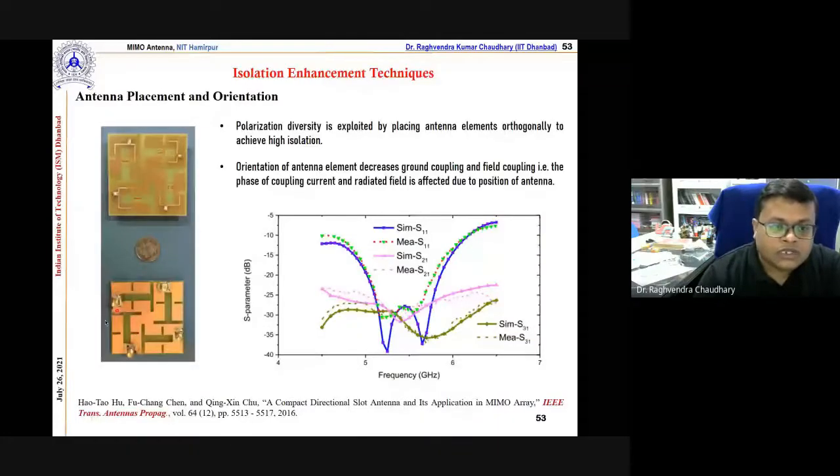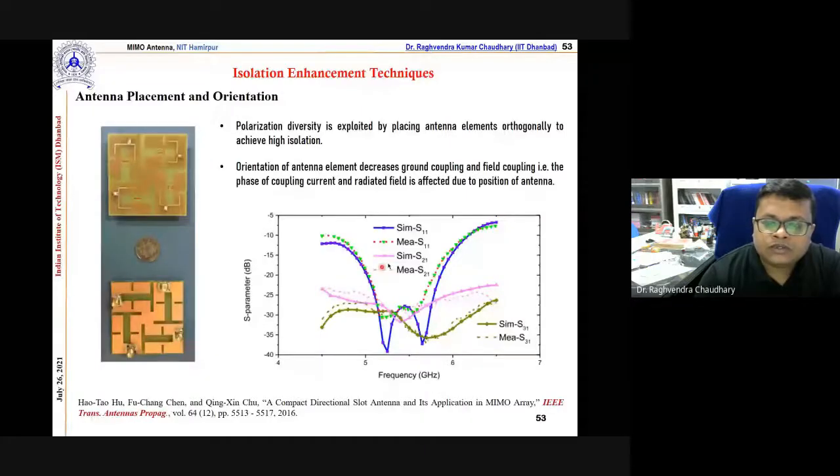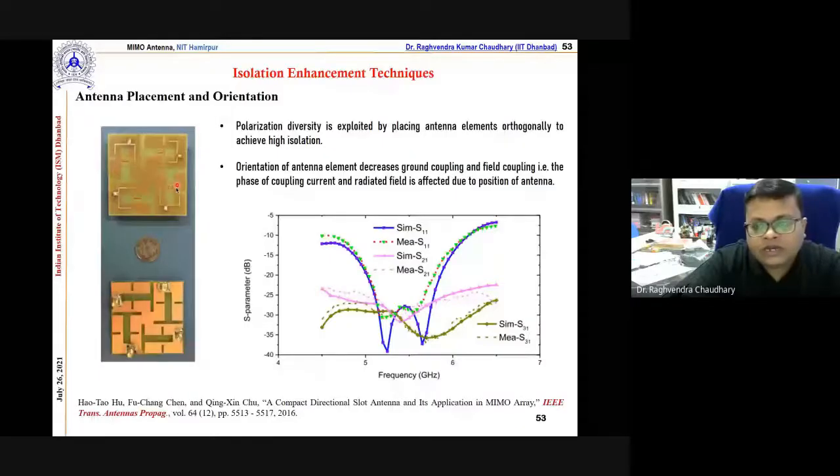Here is one paper published in 2016. They placed all the elements like this, and if you look at S21, it is minus 25. So this is one of the easy ways, I would say, to introduce isolation enhancement. We need to put the first rule as orthogonality, meaning orthogonality among the elements. Correct. We need to place them that way. In this way you can use the coupling effect. Okay, fine.